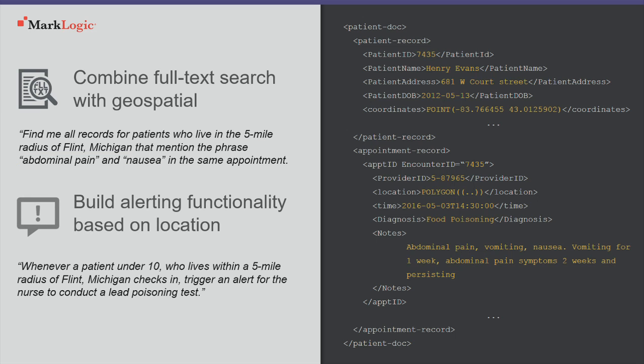Another example, building alerting functionality based on location. Say maybe you have a patient under 10, so you can do a range query based on their date of birth, who lives within a 5-mile radius of Flint, Michigan. When they check in, trigger an alert so that a nurse knows to come and conduct a lead poisoning test. So building that kind of operational functionality based on location. Some very powerful ideas.